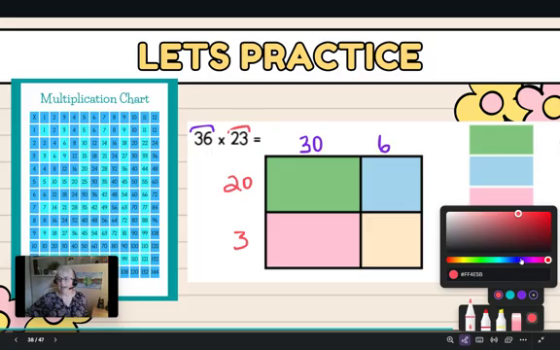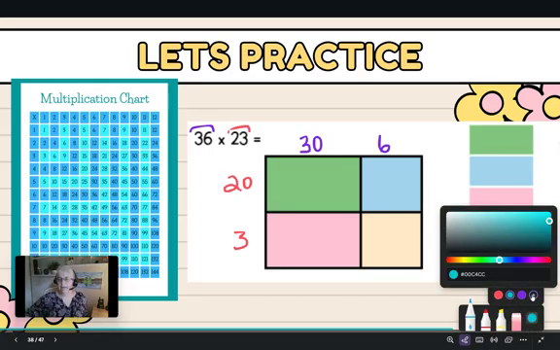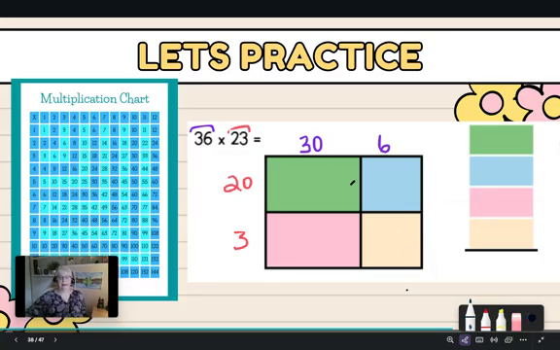Goodness, do we not have black on here? All right, that'll work. I want black. Oh, there we go. Now I have black. All right.